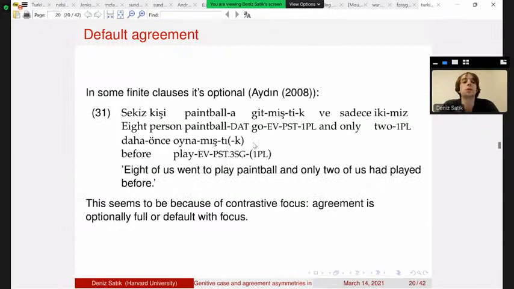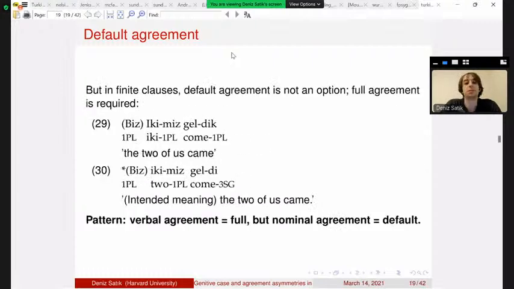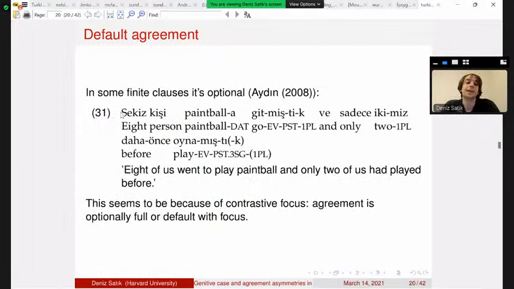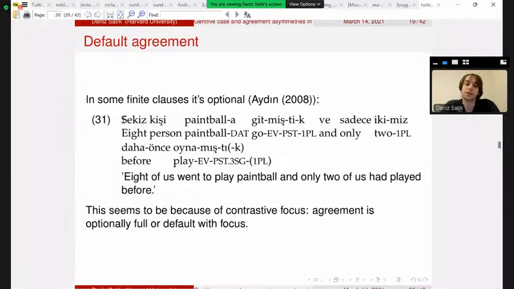So as I mentioned before, Özgür Aydın notes in some finite clauses it's optional. I think he says in finite clauses it's optional, period. So I guess even ikimiz geldi would be okay under Aydın's approach, but I don't think that's natural. And I have talked to many Turkish speakers who don't like it at all. İkimiz geldi is quite bad. But it's actually okay in this context.